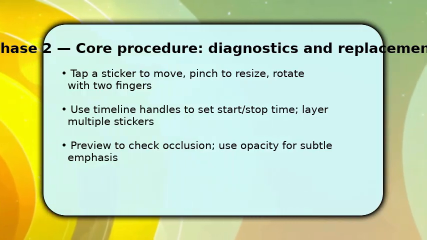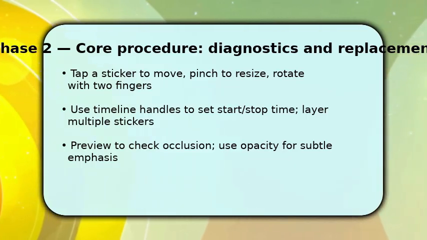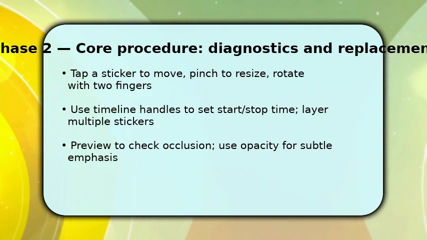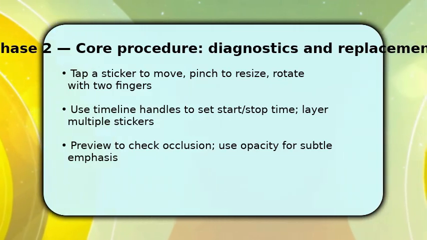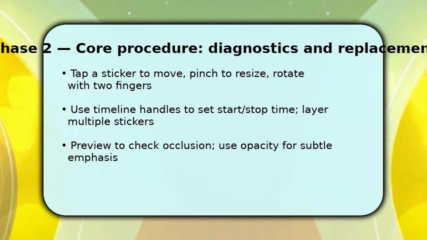Move layers forward or back to avoid covering key action. Make adjustments, then preview the clip to confirm stickers don't include text or faces. If something looks off, tweak opacity or timing until it feels natural.